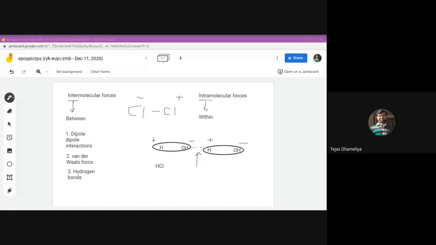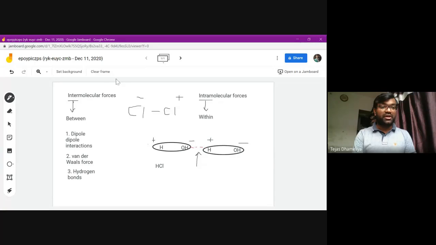Okay, so hydrogen bonding is also possible. That is one more feature. Now let us go to another one. After this, we are going to learn about van der Waals force. What is called van der Waals force?